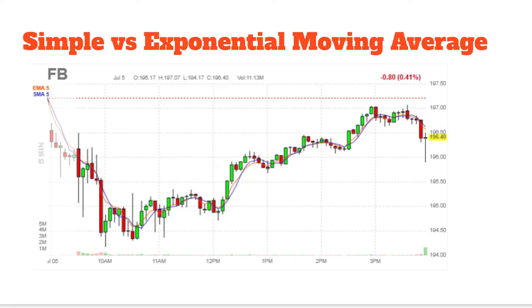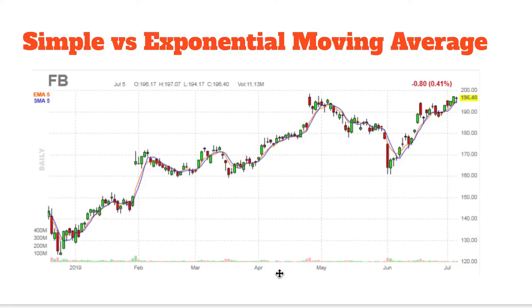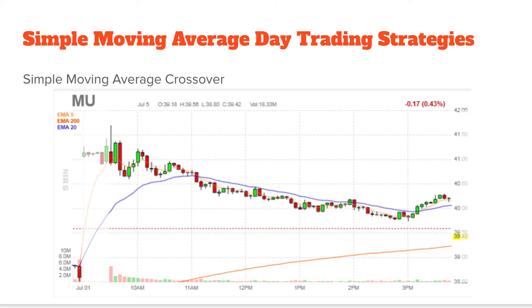Now, what if I do it on a daily chart? Is there going to be a difference? If you look at the daily chart, once again, there's not much of a difference that you're going to see between the EMA or the SMA. In the examples, I did use EMA, but even if I use the SMA, the results would not differ as much, right?